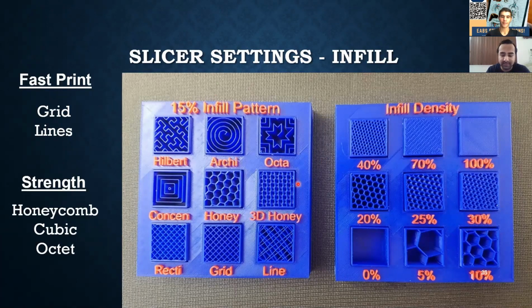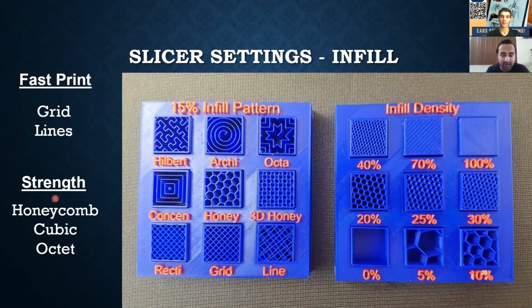So next thing is when you're doing your 3D printing, you often have what's called infill. This is what's going on inside of your model. You can't have your model just be empty. There has to be something inside of it. You have your option for infill patterns like Hilbert, Honey, 3D Honey, Grid, whatever. If you want to do a fast print, I suggest you pick what's called a grid pattern, which is literally just a grid going in one direction or the other, or you go with lines.